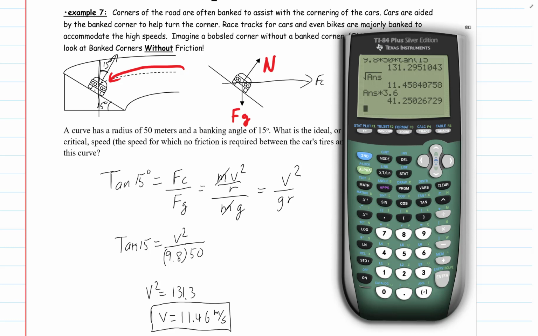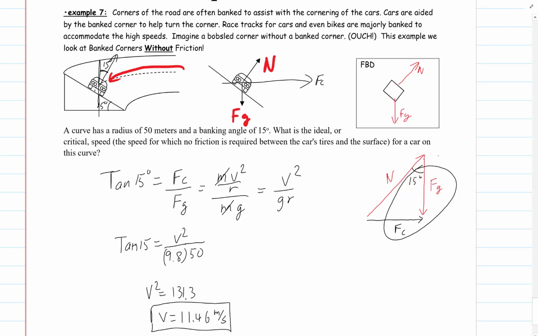That's how you do banked corners. Again, it is drawing out the triangle and relating that the normal and the force of gravity is the centripetal force. This is what you usually want to work with, and you usually are given the force of gravity. We could calculate the normal force, but we don't need to.